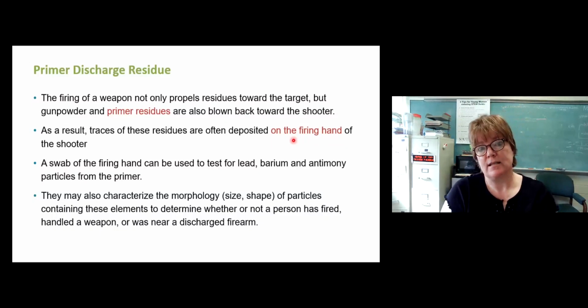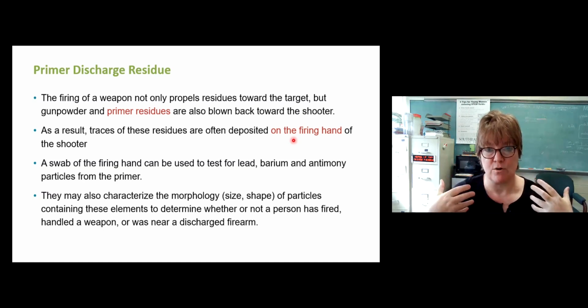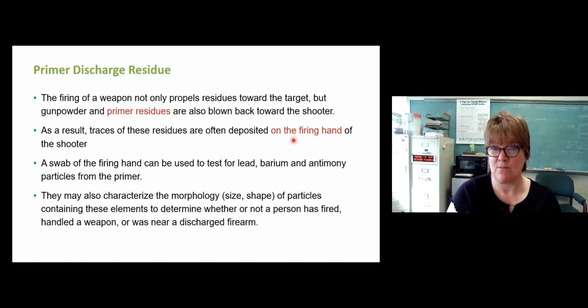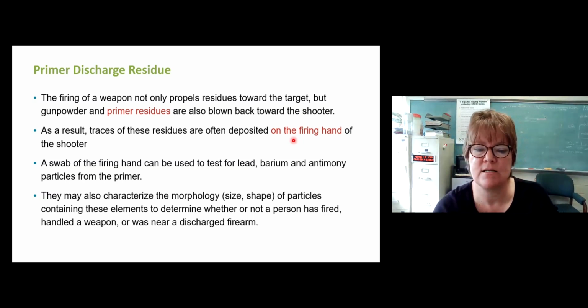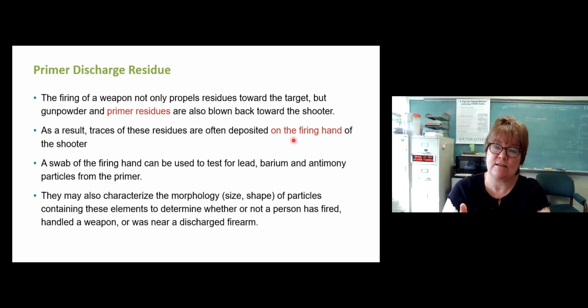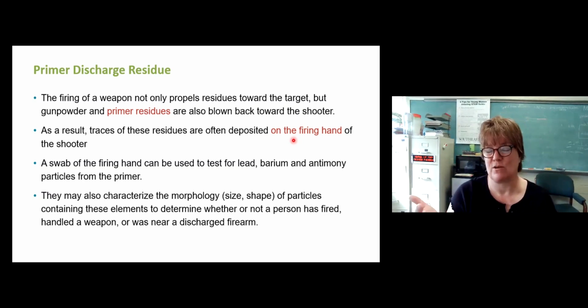I also, again, like I said, this primer discharge, the primer is coming backwards, and that primer has some unique stuff in it to make it fireable, and that can be deposited on the firing hand of the shooter. So this is what, when we're testing for gunshot residue, we're looking for: if that person recently shot the gun, I swab it with some surface and then I do a chemical analysis on that swab, I can see if there's gunshot residue on there.